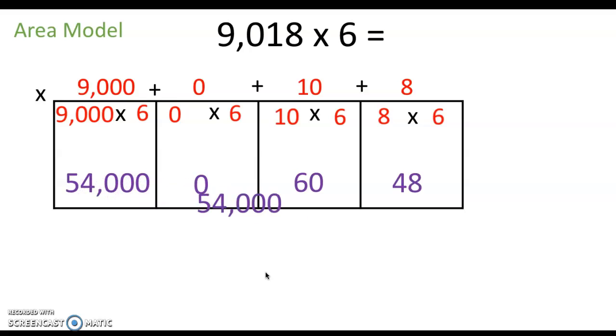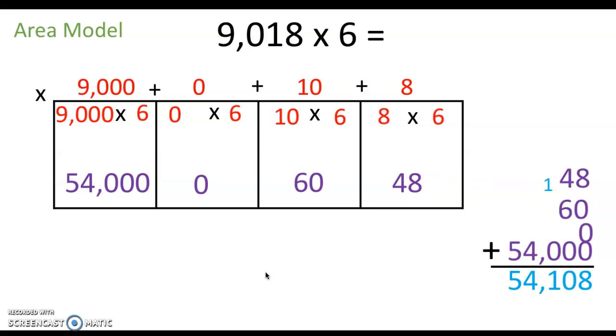Then let's take those numbers and stack them, lining up our place values so that we can add them together. That gives us a total of 54,108.